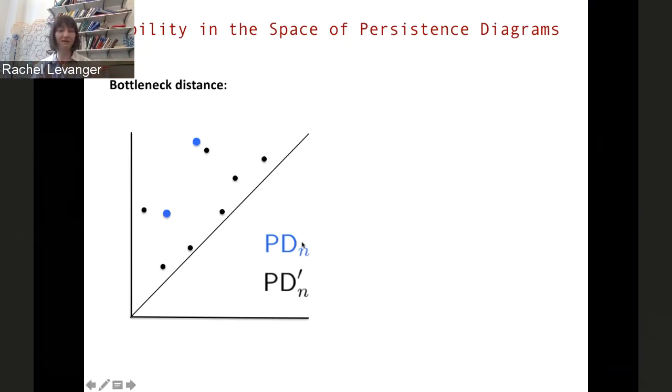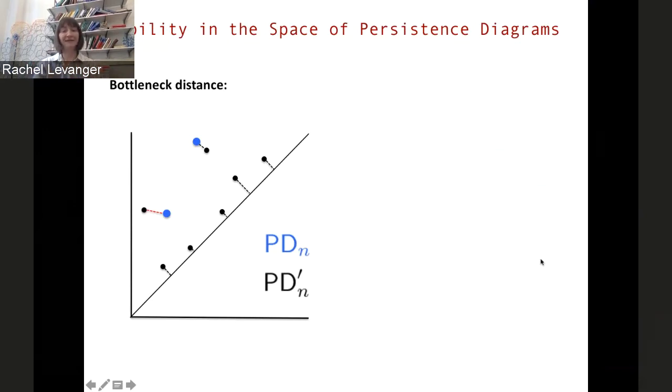The way it works is if you have 2 different persistence diagrams here, you're going to perform a matching of the points, so some sort of a bijection where you're allowed to match points to the diagonal, because as you can see, the blue persistence diagram and the black persistence diagram have a different number of points off the diagonal, so you can't have a bijection unless you include matchings along the diagonal.